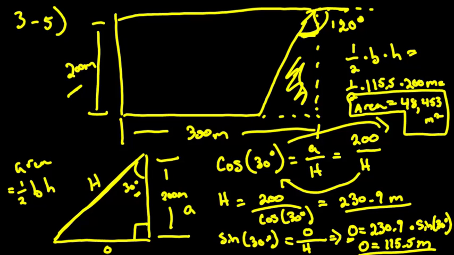So using the basic formulas of trigonometry, we're able to find the subdivision of this lot just by giving the angle and one length. And we can apply this for all right triangles. So now let's move on to problem 3.6.